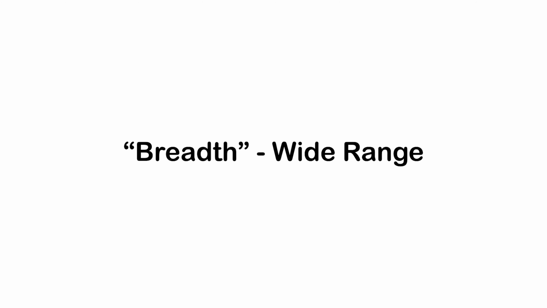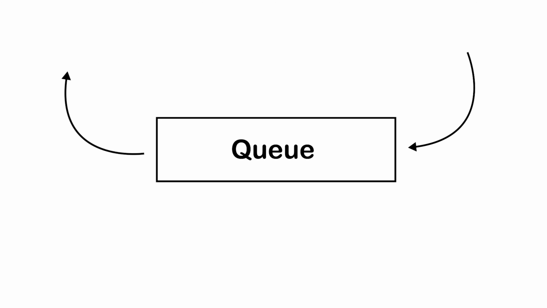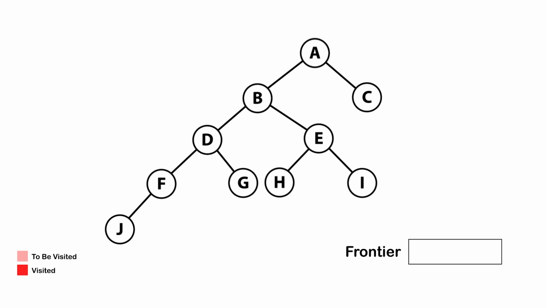To utilize this, we're going to use a first in, first out data structure, also known as a queue. This means the oldest items will be the first to leave. We will name our queue the frontier. This is a list of all the vertices to be visited. Vertices colored light pink are to be visited, while vertices colored red have already been visited. We will then start at a node. In this particular case, we're going to start at A and work our way through the graph.